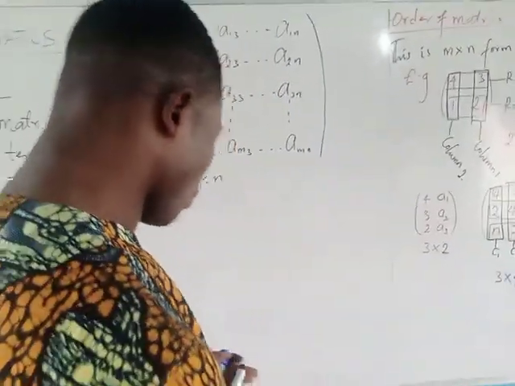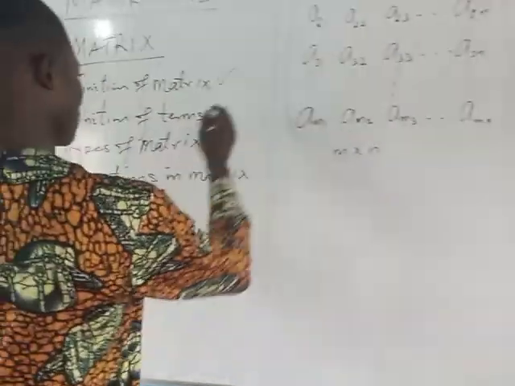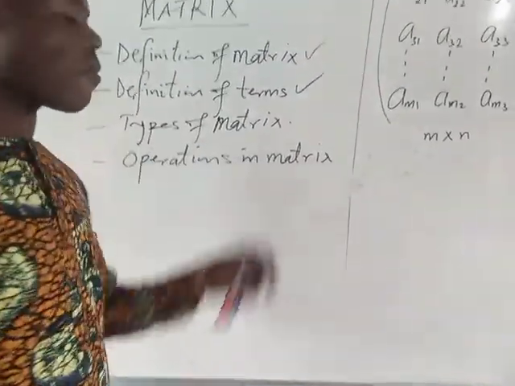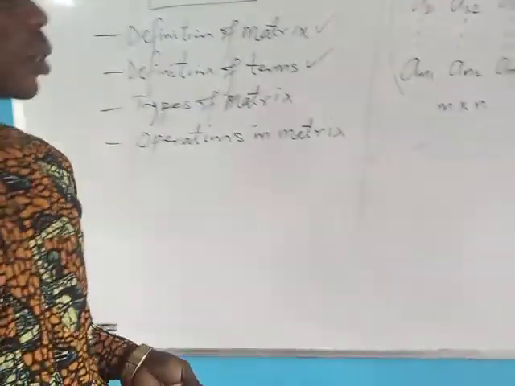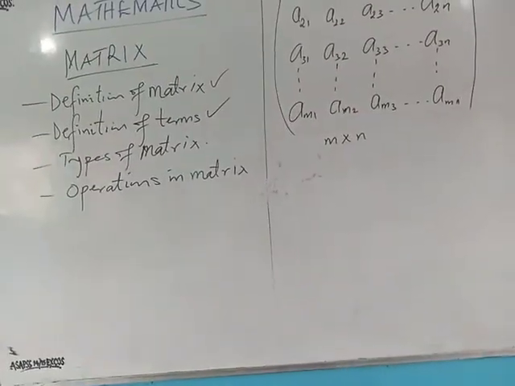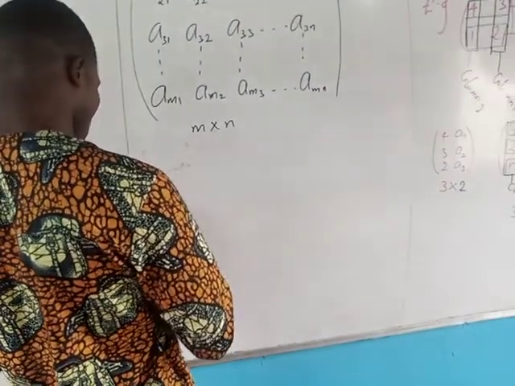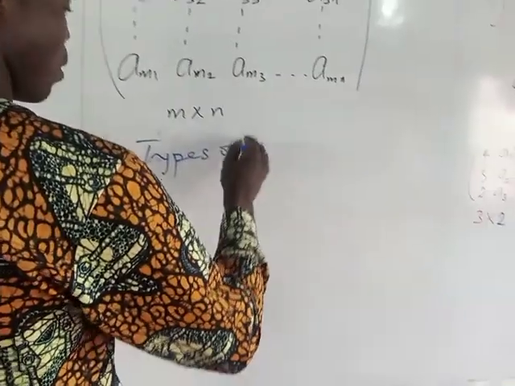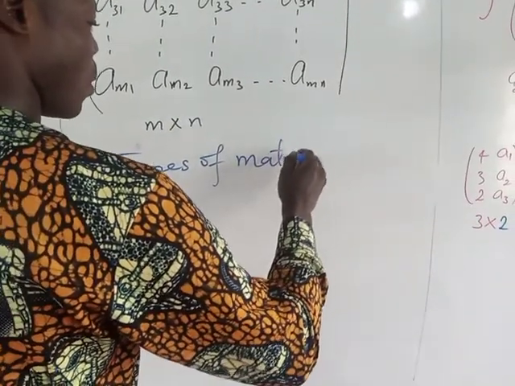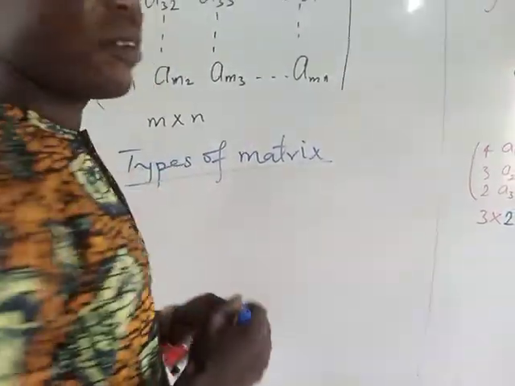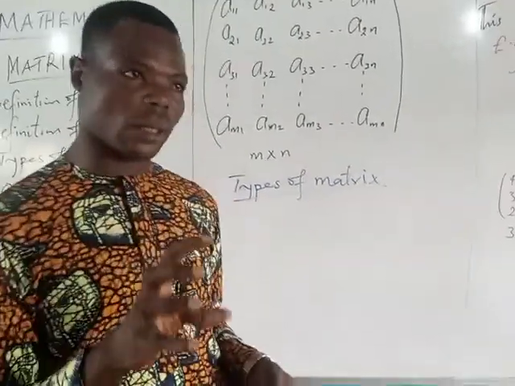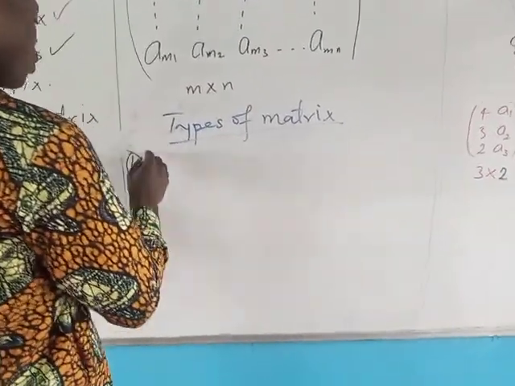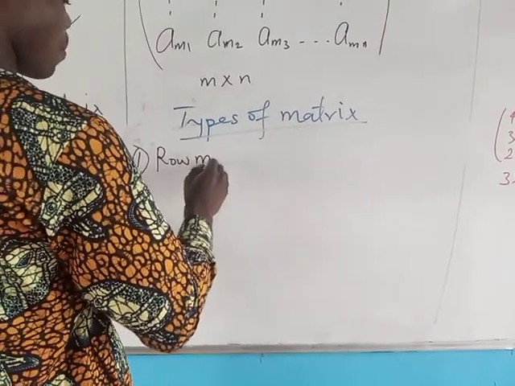The next thing we want to look at now, so this is gone. We want to look at types of matrix. So we are going to look at different types of matrix. So we have different types of matrix, but let's just take some. We have number 1. We have a row matrix.